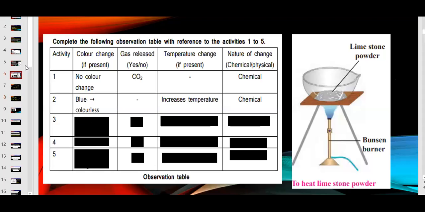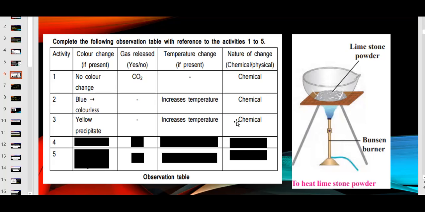Let's go to the table and see what is going to happen here. Color change. Just now I mentioned to you that it is going to give some yellow color precipitation. Gas released. हमने देखा कि वहाँ पे कोई भी gas form नहीं हुआ था reaction में. What about the temperature? Increased temperature. जब दो reaction add होते हैं तो थोड़ा बहुत उनके temperature में increase होता है. And then it is obviously a chemical change, not physical change.